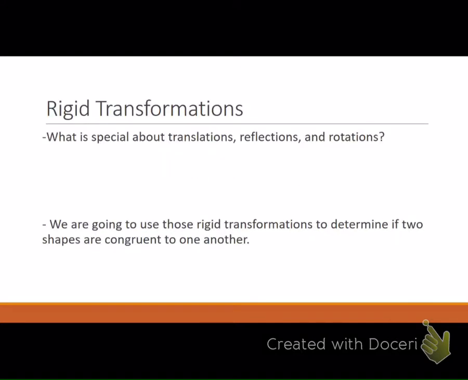So first of all, what is a rigid transformation? What is so special about rigid transformations, translations, reflections, and rotation? What makes them so unique? Who knows what a rigid transformation is? Yeah. It's like a transformation along the line where the sides don't change. Yep. The size and shape do not change.